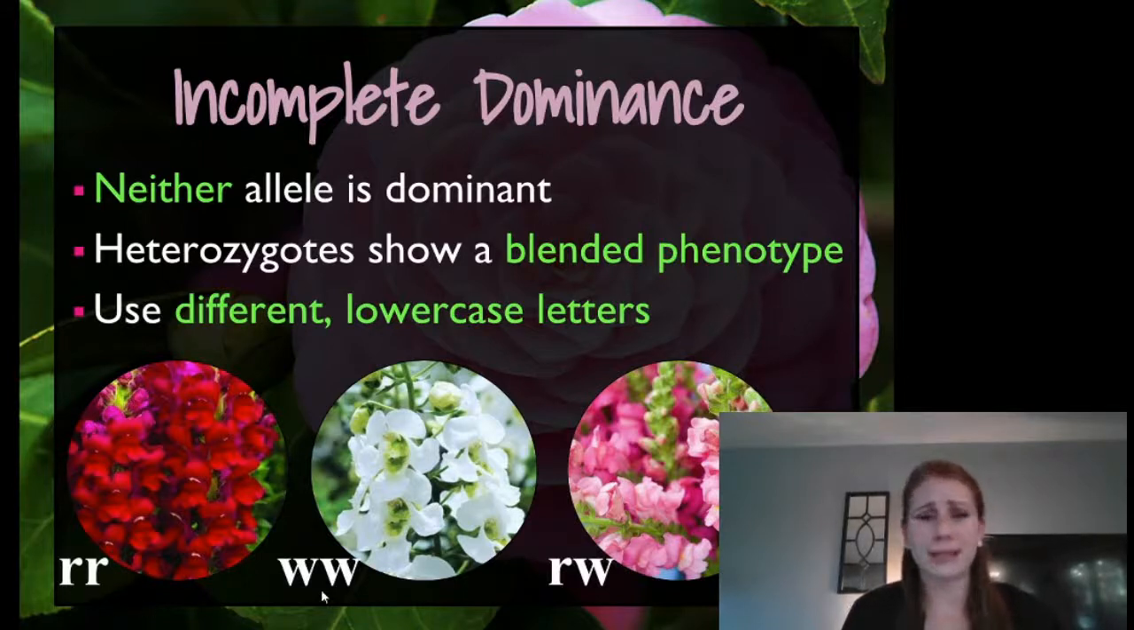You can use uppercase letters if you want. It doesn't really make a difference. As long as you know that it's incomplete dominance, how the heterozygous offspring react to it is all you need to know. So it's up to you how you want to notate these. Typically, they are shown in lowercase. I tend to use uppercase because it's just kind of the way I work. But as long as you know incomplete makes a blended phenotype, you're good to go.